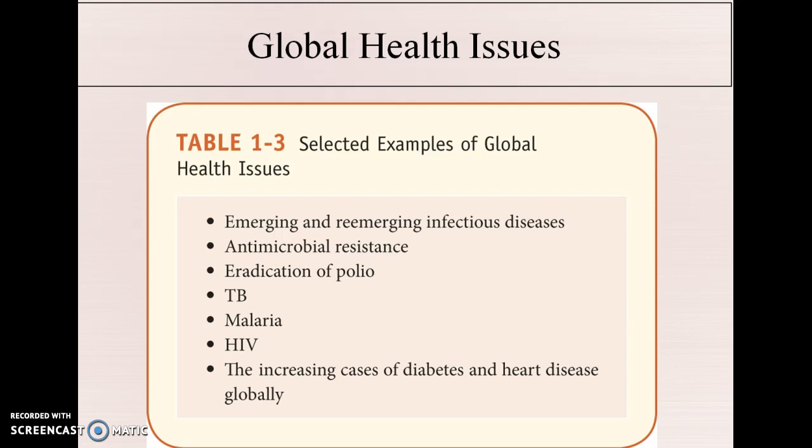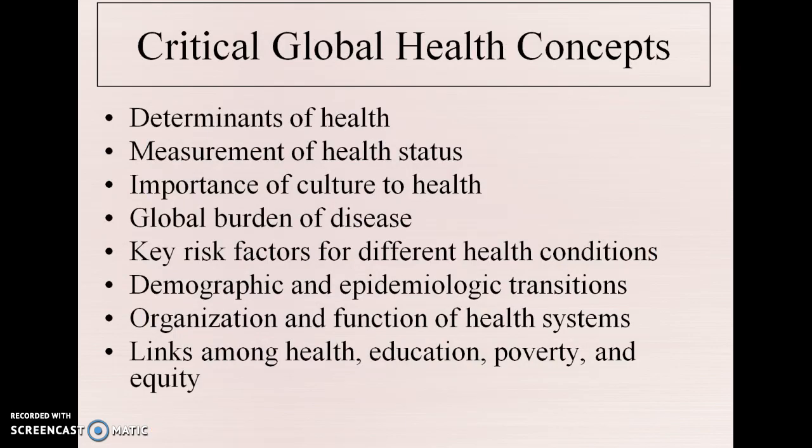We can be affected by microbial resistance, MRSA, and eradication of polio. We are almost on the verge of that, and then HIV and malaria are still issues that we deal with. So we're going to go over in the future determinants of health, the measurement of health status, the importance of culture to health, the global burden of disease on families and communities, key risk factors for different health conditions. And so these are what's going to be coming in the future. But I wanted to mention to you that these are the big concepts of public health nursing.